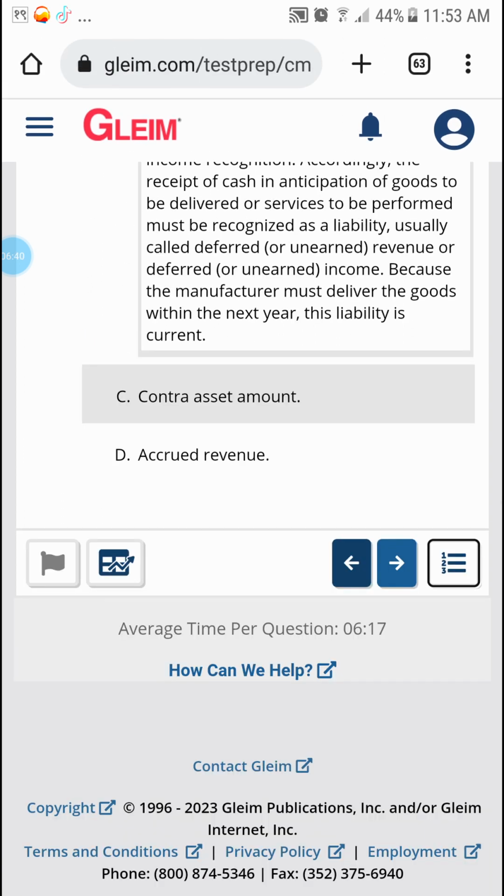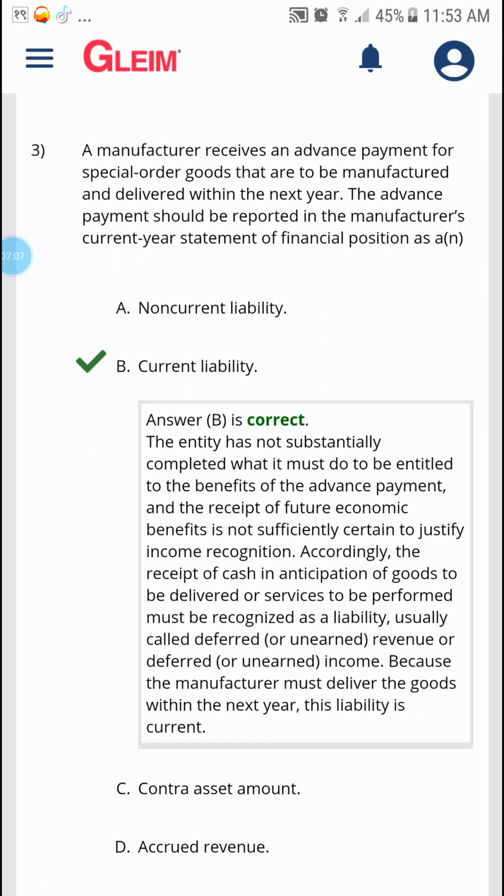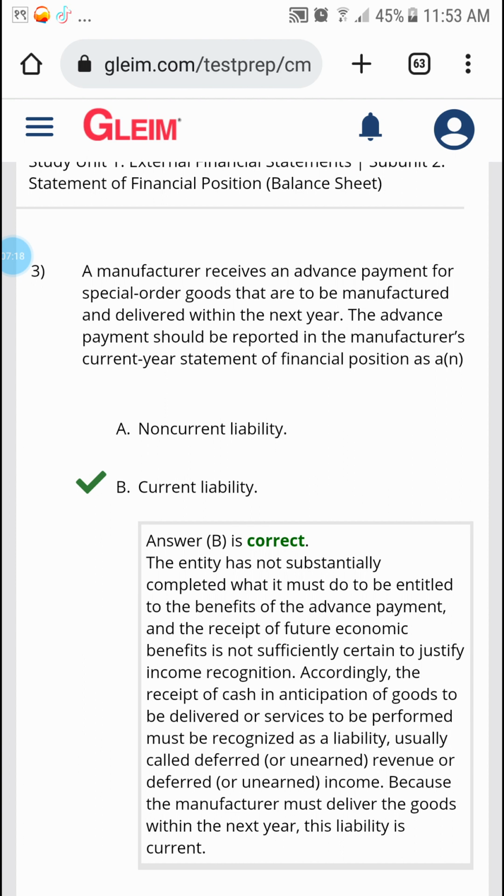Okay, according to the question, the entity has not substantially completed what it must do to be entitled to the benefit of the advance payment, and the receipt of the future economic benefit is not sufficiently certain to justify income recognition. Accordingly, the receipt of cash in anticipation of goods to be delivered or services to be performed must be recognized as a liability, usually called deferred. I think you have understood this one. It is saying that we have not yet earned it.